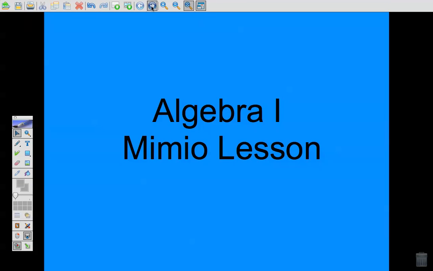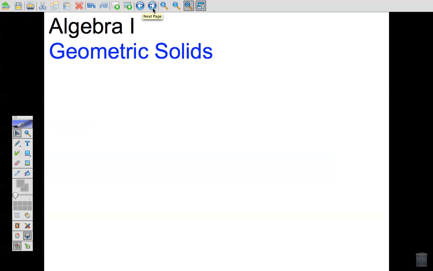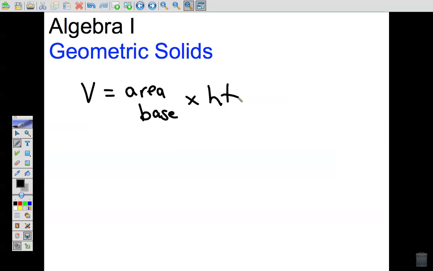Okay, today's topic in Algebra 1 is called geometric solids. And actually with this, we're going to revisit what we've already talked about, which is called volume. Now remember, volume is equal to the area of the base times the height.